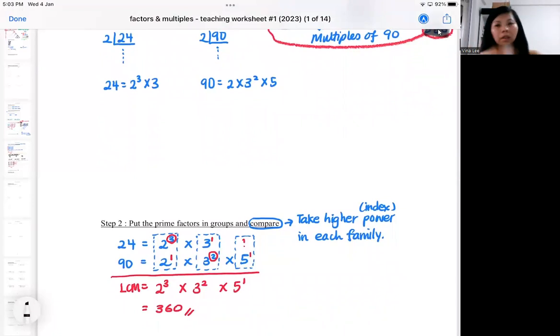Okay, so it's very similar to HCF. The method is the same, except that in HCF, you take the lower power. In LCM, you actually take the higher power, which is the higher index. But you realize that everything relies on the prime factorization.